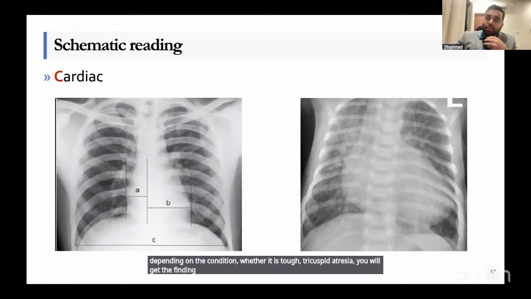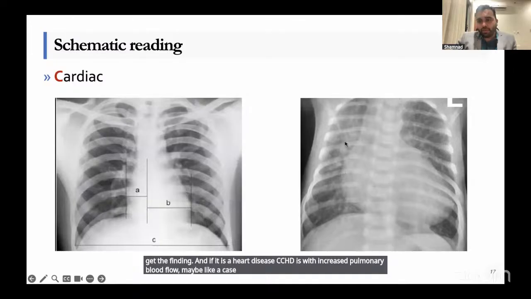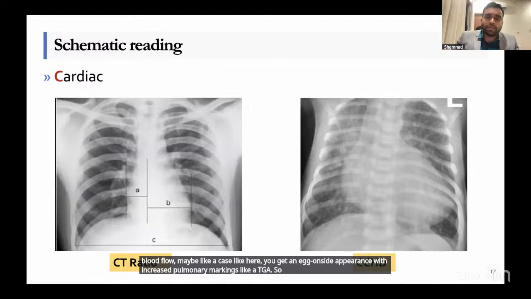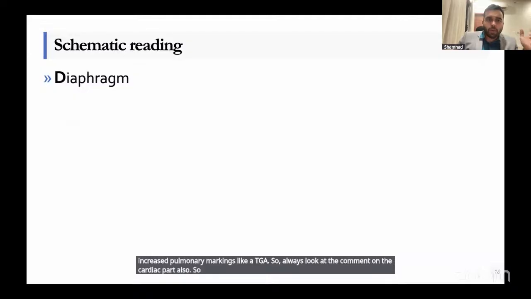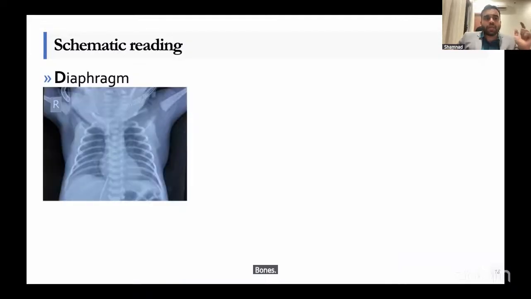And if it is a heart disease, CCHDs with increased pulmonary blood flow, maybe like a case like here, you get an egg on side appearance with increased pulmonary markings like a TGA. So always look at the comment on the cardiac part also. So after airway, bones, cardiac, then look at the diaphragm.